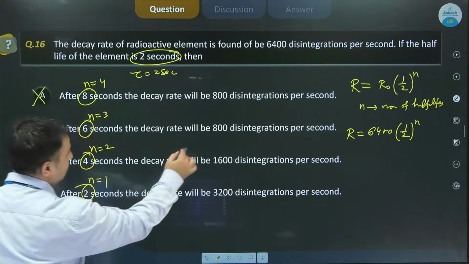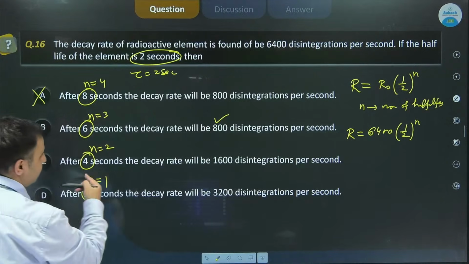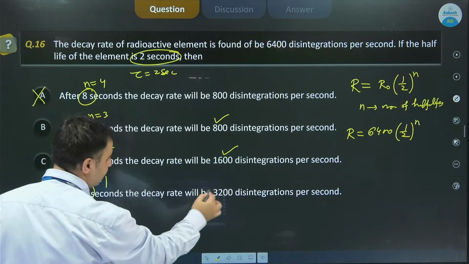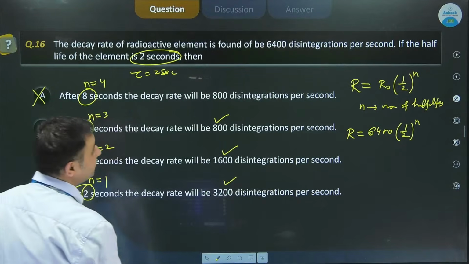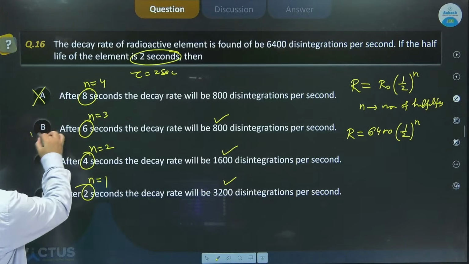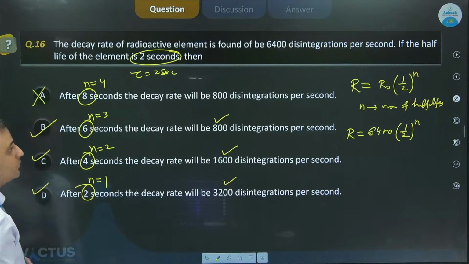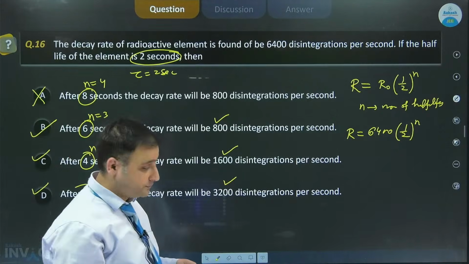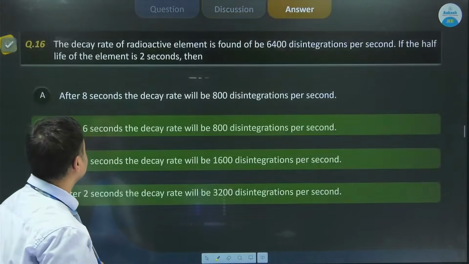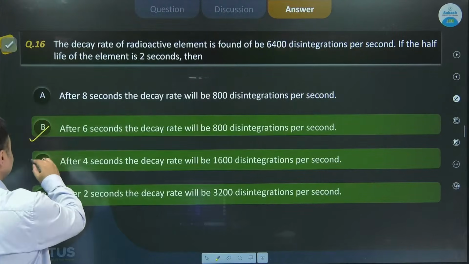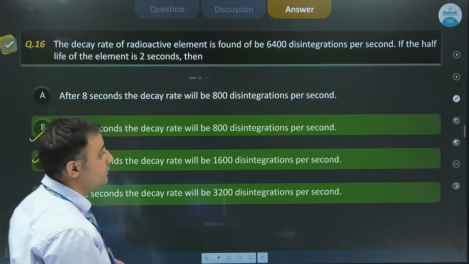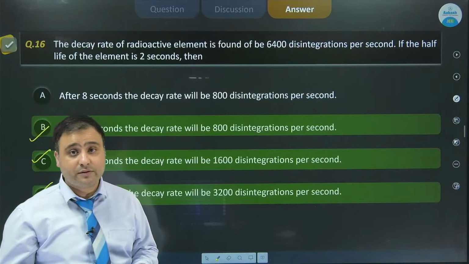For n equal to 3 it comes out to be 800. This is correct. For n equal to 2, 1600, correct. For n equal to 1, it becomes half. This is correct. So options B, C and D should be the correct ones. So let's see the answer. Yes, B, C, D are the correct options. Now let's move on to the next question.